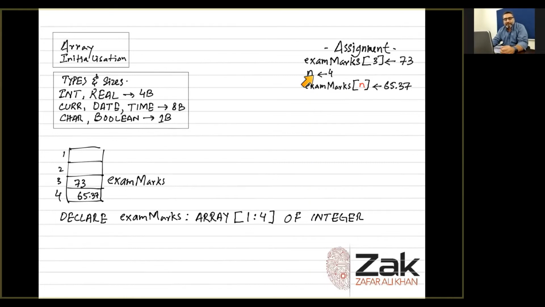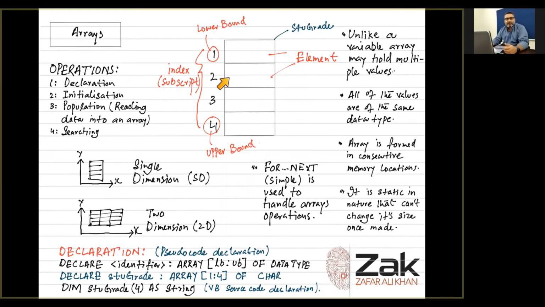So here we have created n as an integer variable, and we assigned 4 to it. It means that the value of n is now 4. So exam marks at index 4, we are going to place 65.37, and there we go. It is now at this location. Now this I call the power of array, which makes it easy for us to use a for next loop. Since the lower bound and the upper bound of the array are known, we can always use a for next loop. For a single dimensional array, a simple for next is good enough. So it will start from 1 and end at 4.